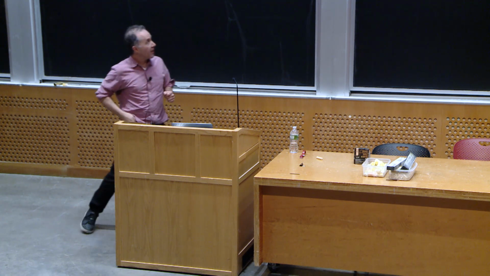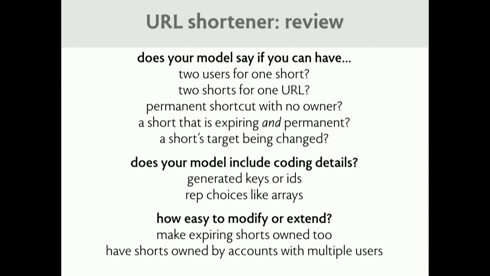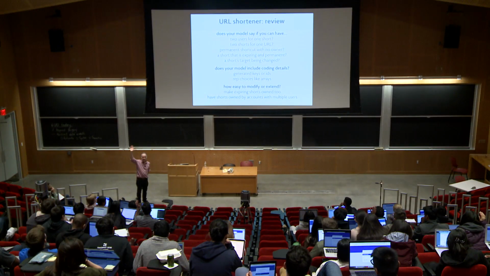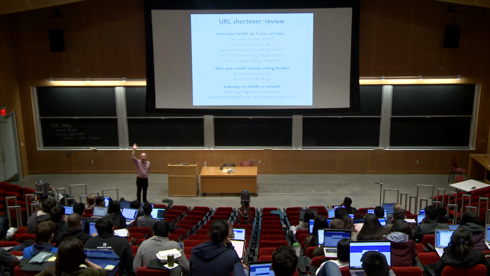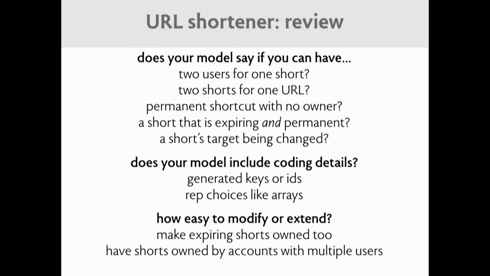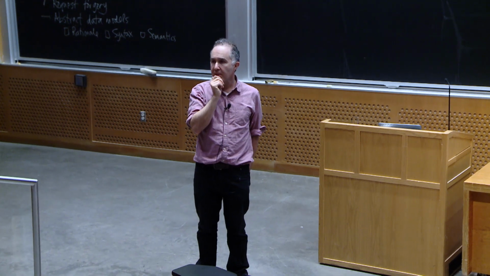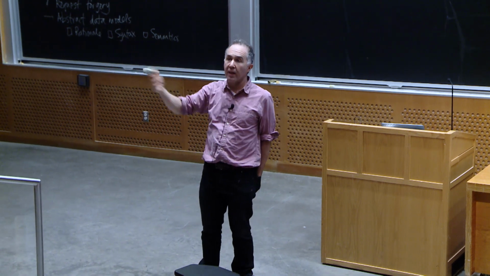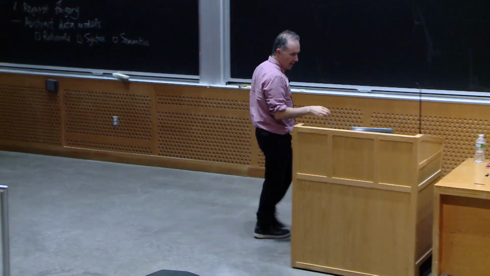I'd also like to ask you this question. How easy do you think your description would be to modify or extend? Let's suppose I wanted to make the expiring shortcuts owned as well. How many of you, looking at what you wrote down, would say that would be a trivially easy thing to do? How many would say, well, it's not trivially easy? Okay, a couple. So some on each side. How about having shortcuts owned by accounts with multiple users? How big a change is that? A bigger change? That's a common request of people who use shortcut services. Maybe like the 6170 staff would like to share shortcuts together. So these are all the considerations.